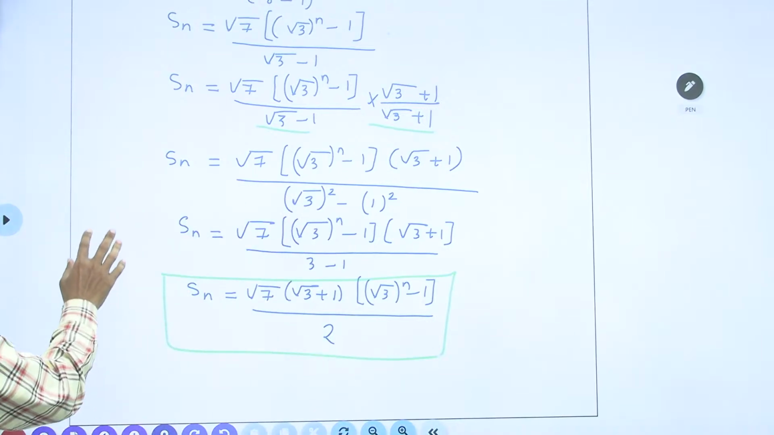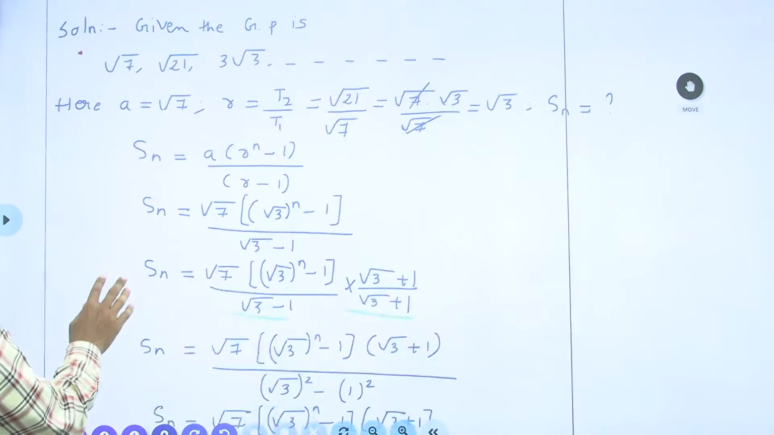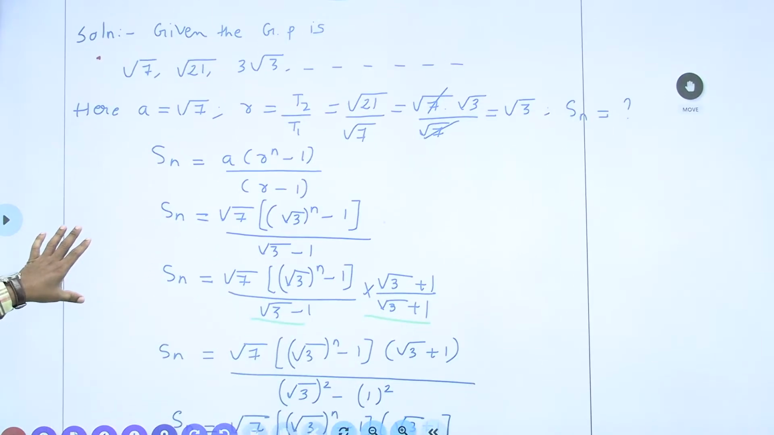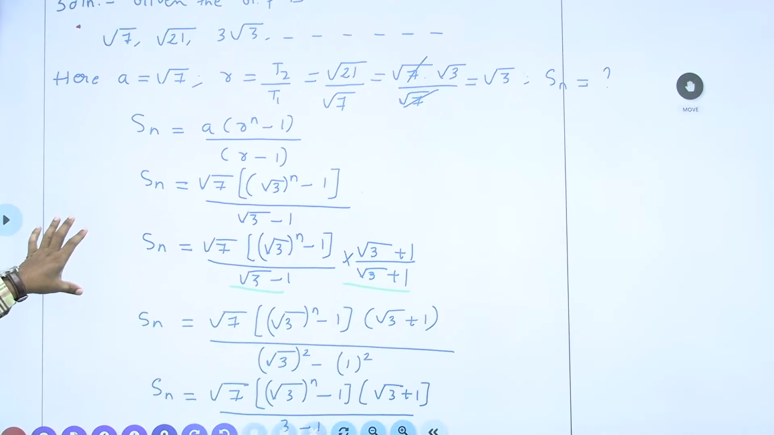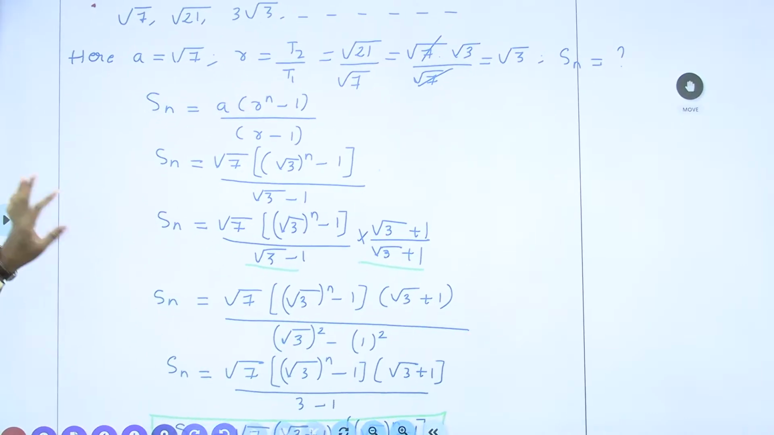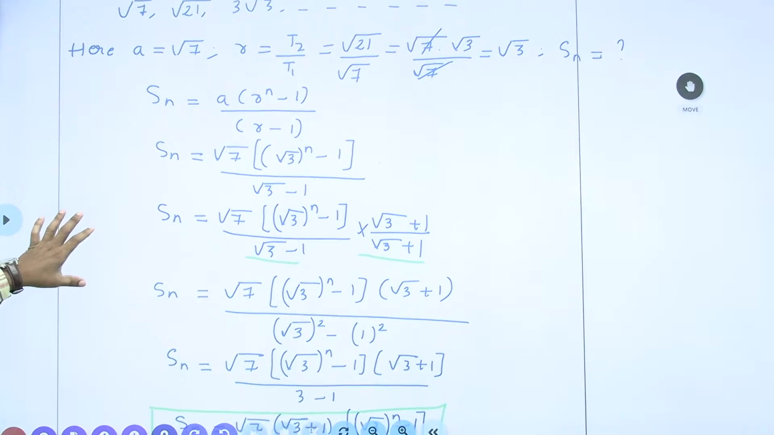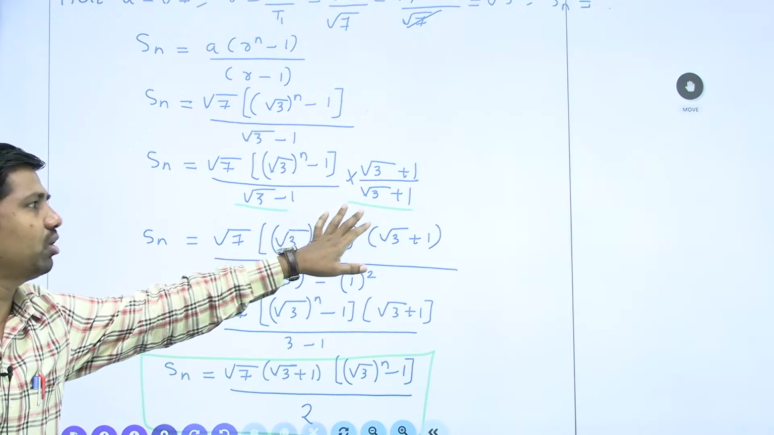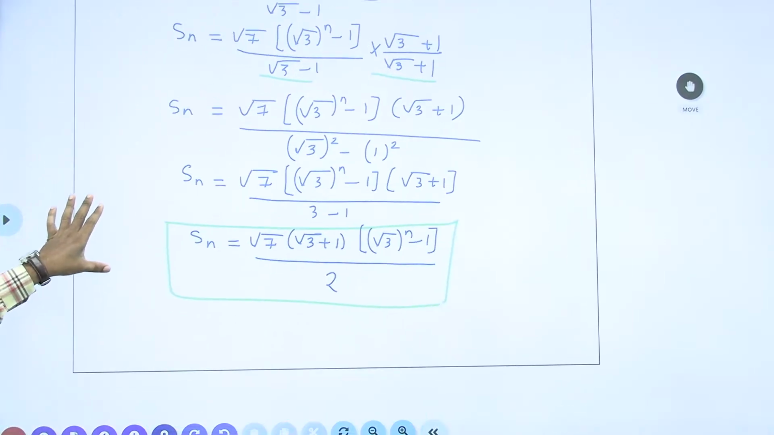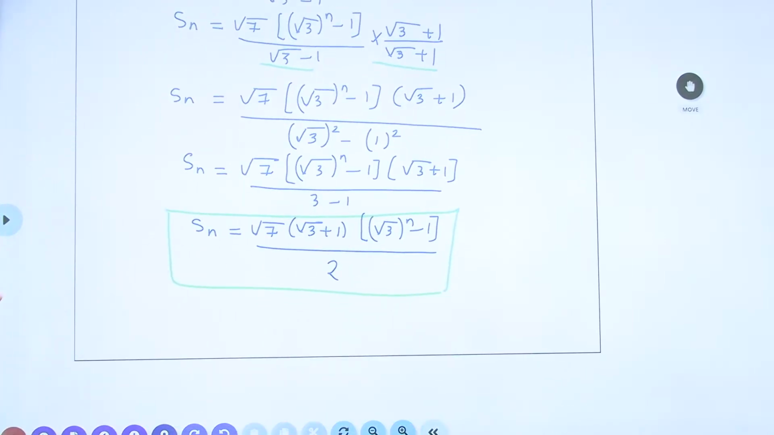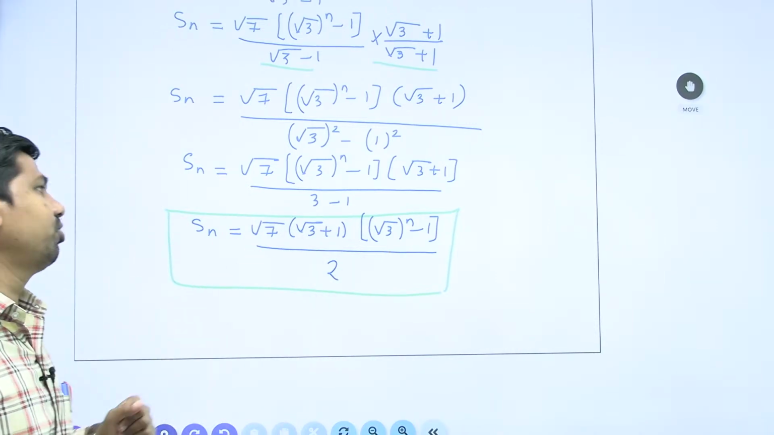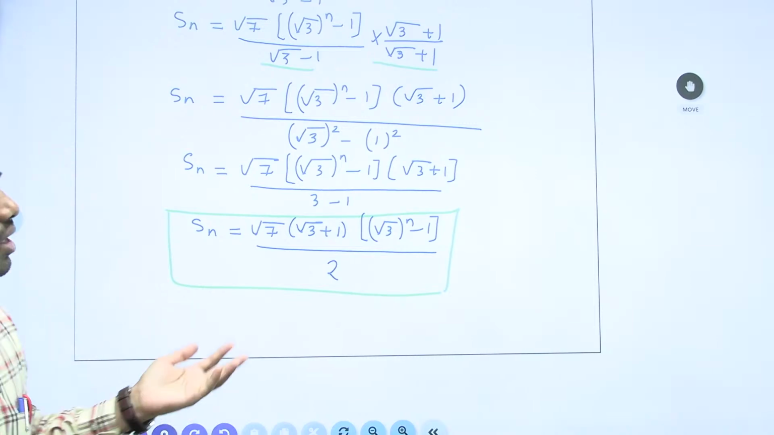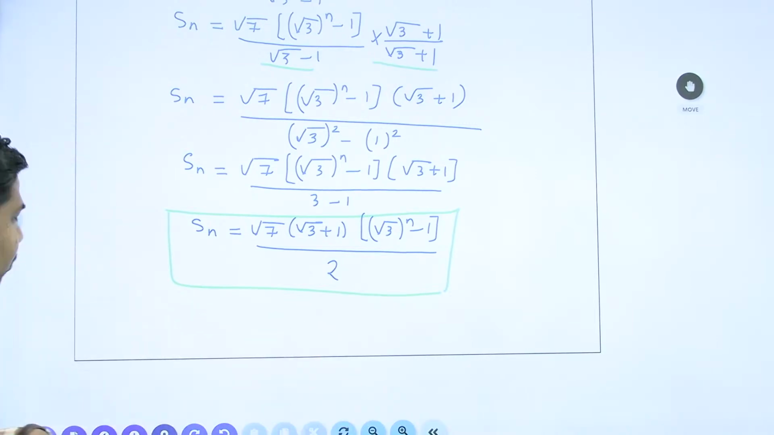The geometric progression was root 7, root 28, root 63, and so on up to n terms. We got a and we got the common ratio, that is t2 by t1. Using the Sn formula, we substituted the a value and r value, then rationalized the denominator, that is multiplied by root 3 plus 1 divided by root 3 plus 1, and simplified into the simplest form. So the sum of the n terms of the given geometric progression is root 7 into root 3 plus 1 by 2 into root 3 power n minus 1. So this was about the 8th question. So let us go for the 9th question.